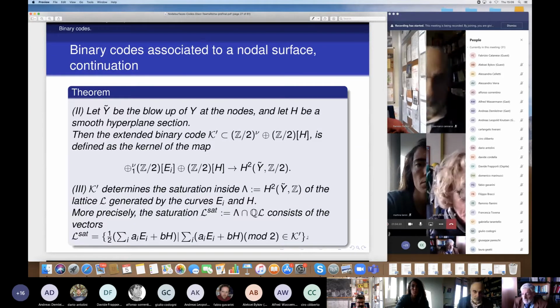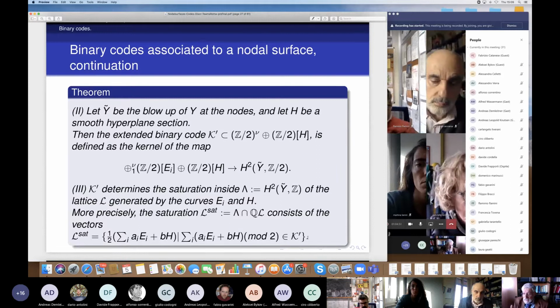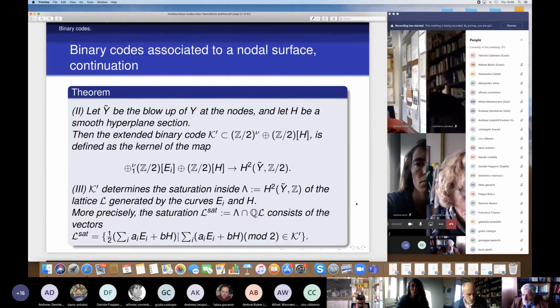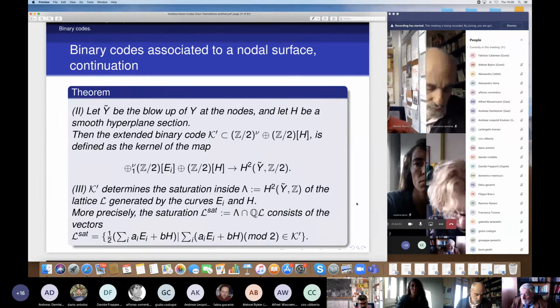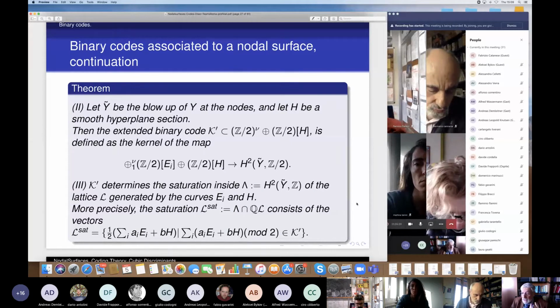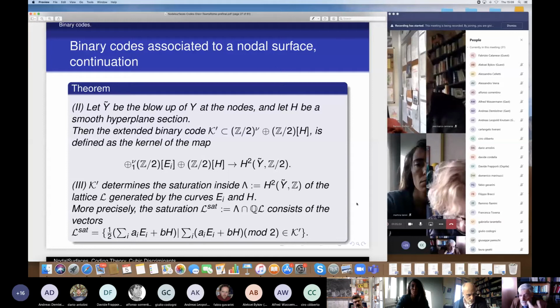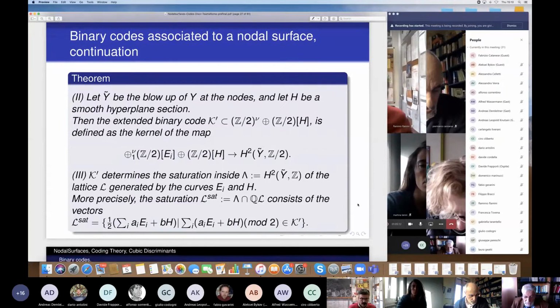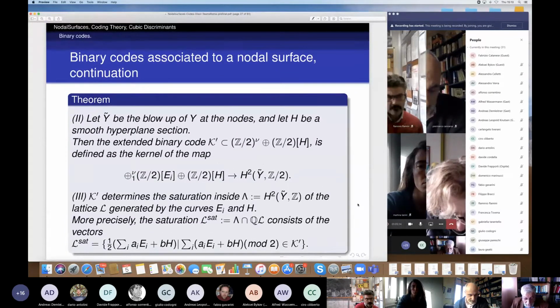So this is something, there is a famous book by Conway and Sloane. There is an obvious relation between coding theory and lattice theory. This is not well known. At the basis of all the works of Borcherds and others, there is this deep relation between codes, binary codes, and lattices.